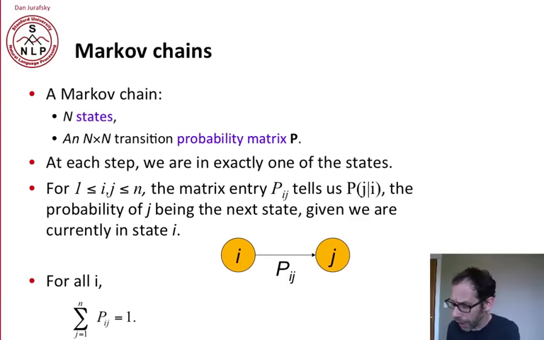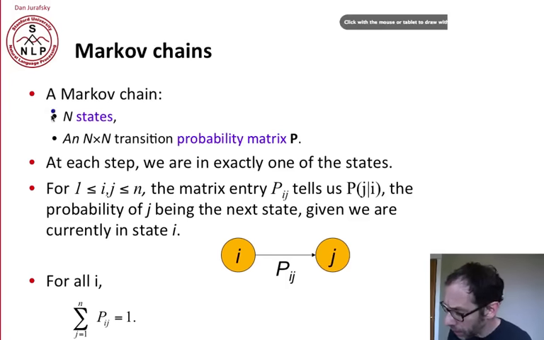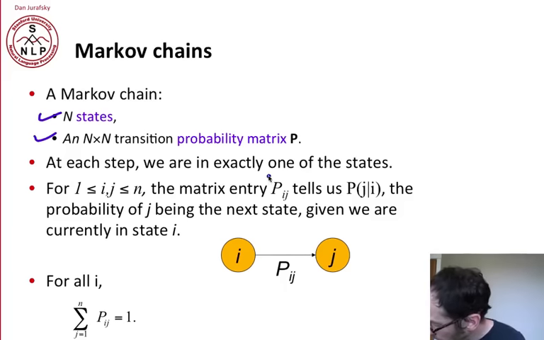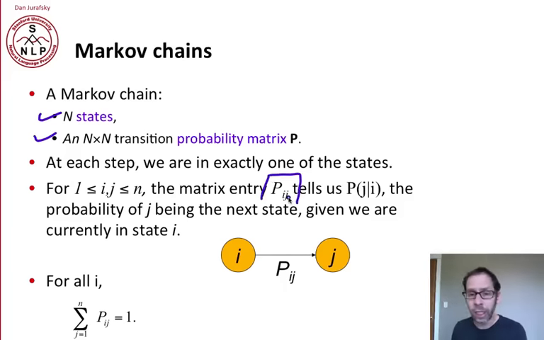So now a Markov chain has a set of n states, and an n by n transition probability matrix, P. At each step in a Markov chain, we're at one of the states, and the entry P sub ij tells us the probability P of j given i, the probability that if we're in state i, we're going to go next to state j.